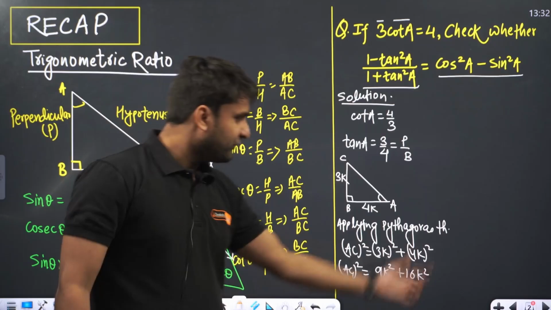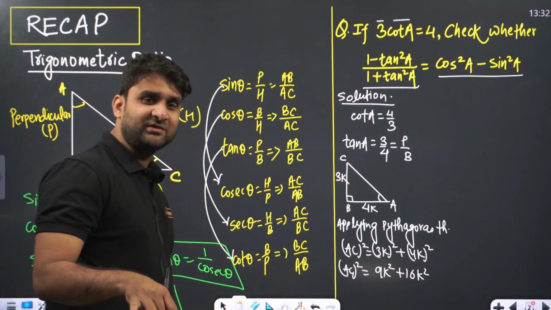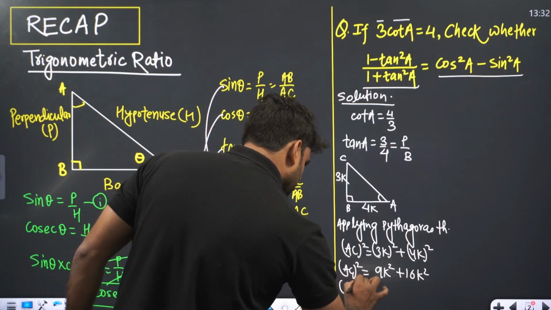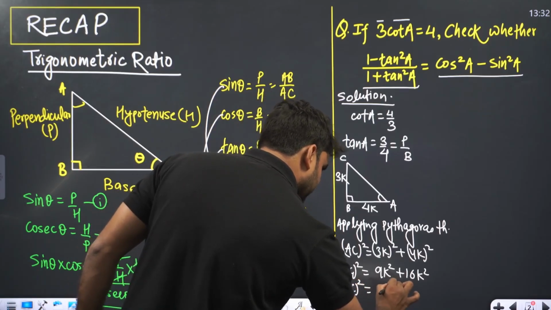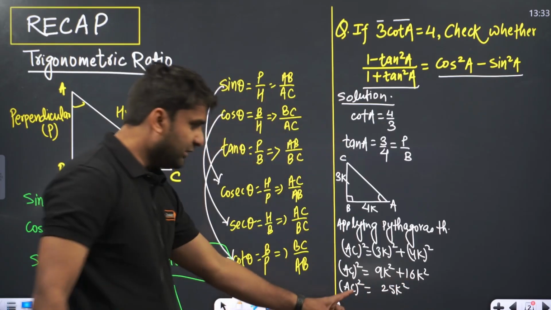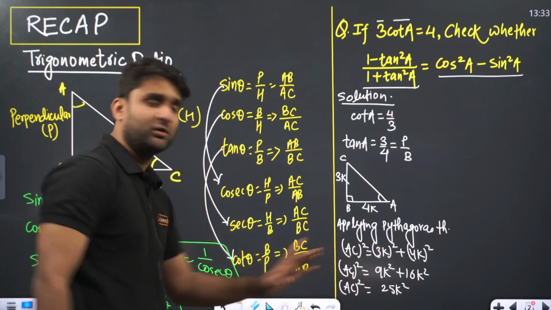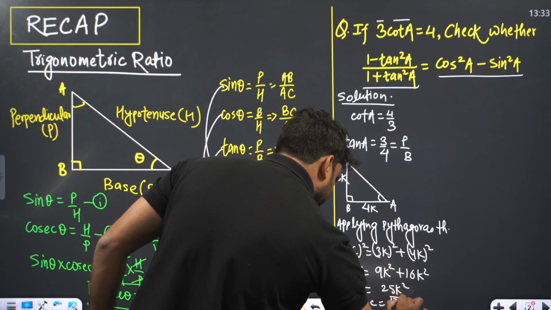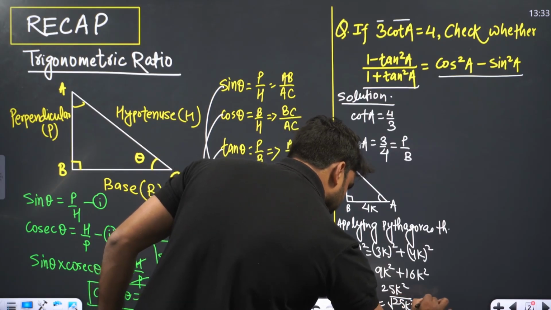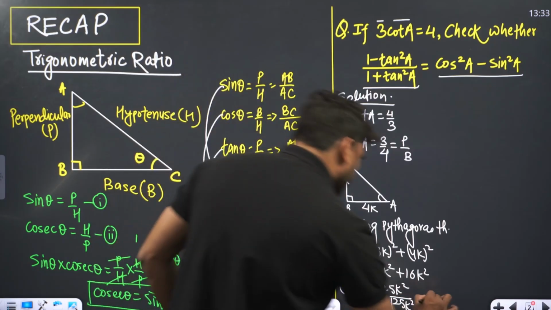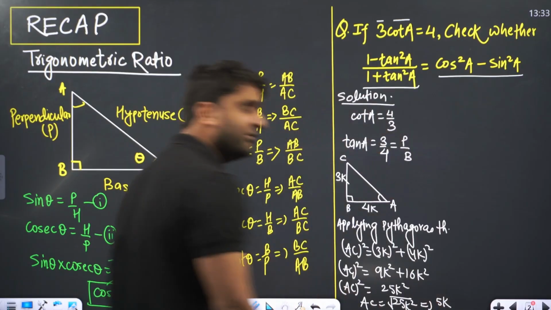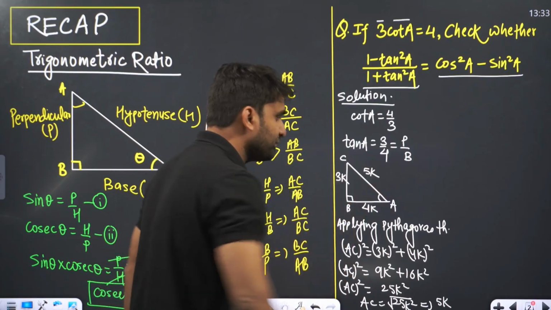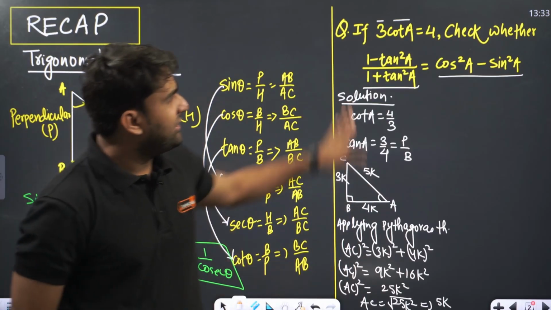3k square is 9k square, 4k square is 16k square, and 16 plus 9 is 25. So AC square is equal to 25k square. If we remove the square from the left hand side, it will go in root. So AC is equal to under root 25k square. Root 25 will be 5 and root k square is k, so this is 5k. Clear everyone? So we have hypotenuse 5k. We can write it here, 5k.